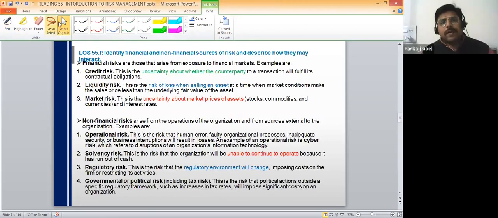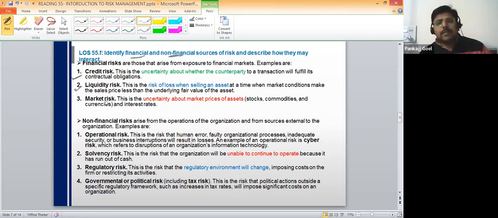Now there are different types of risk. So there can be financial risk, there can be non-financial risk. So financial risk includes credit risk. What do we mean by credit risk? It means uncertainty whether the other party, the counterparty, will honor the transaction or not. So that is credit risk.